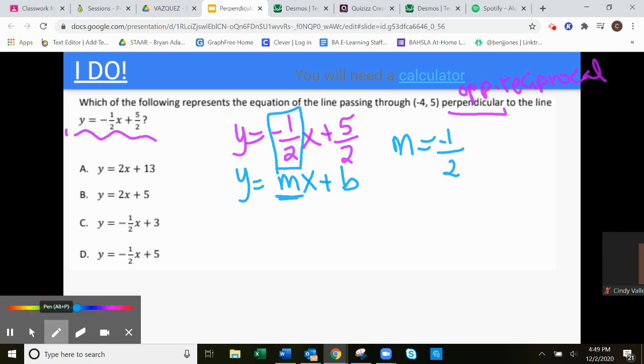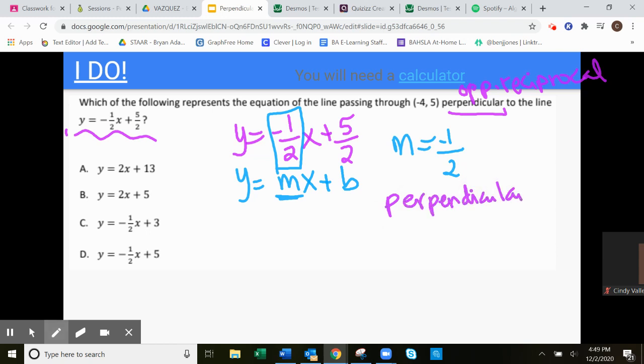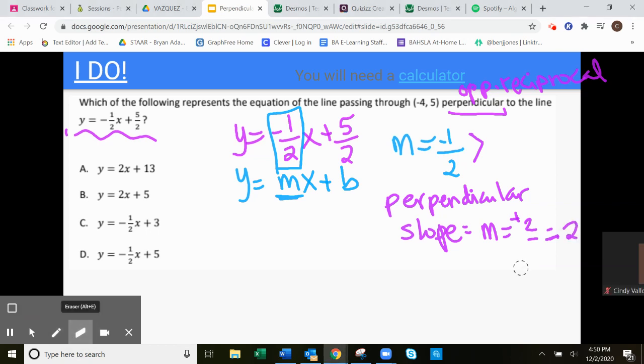But we want the perpendicular slope. So that means m is the opposite. The opposite of a negative is a positive, so I don't need to put a plus sign. And if we flip 1/2, we get 2/1, which is just 2. So I'm looking for an equation that has a slope of 2.